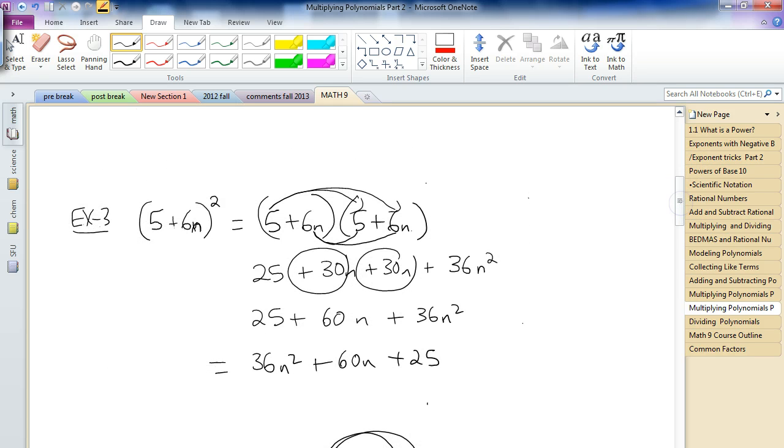Same thing happened here. 5 plus 6n. 5 squared is, there's the 25. 6n squared is 6 times 6, 36. N squared. Take the two numbers. 5 times 6, 30. Times 2 is 60.